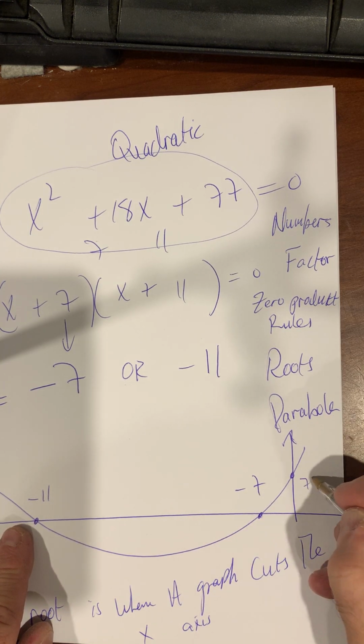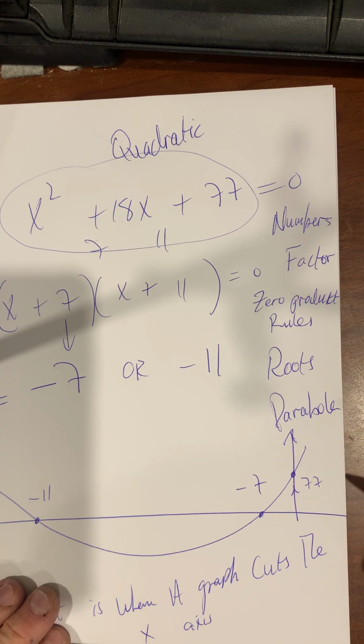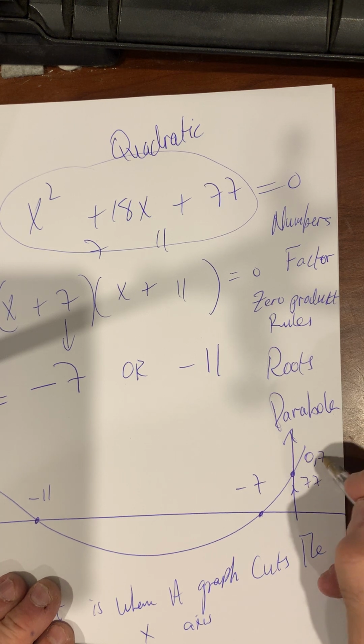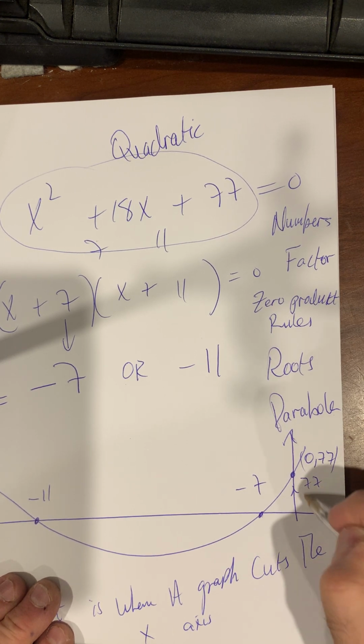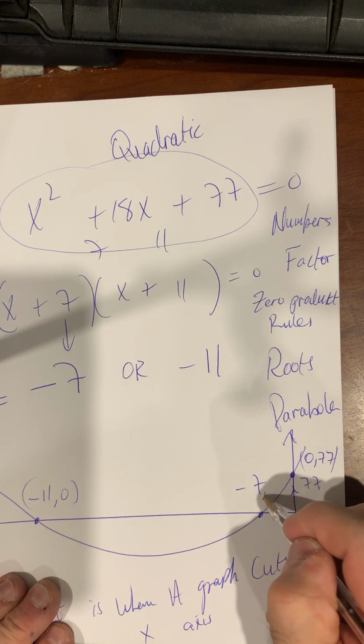This number here is 77. Nothing about scale. Does it look like it? It doesn't matter. You're sketching. Okay, so there's your sketch. It has, if you like, 0, 77 on it, but we might just represent that as 77. It has negative 11, 0 on it, and it has negative 7, 0 on it.